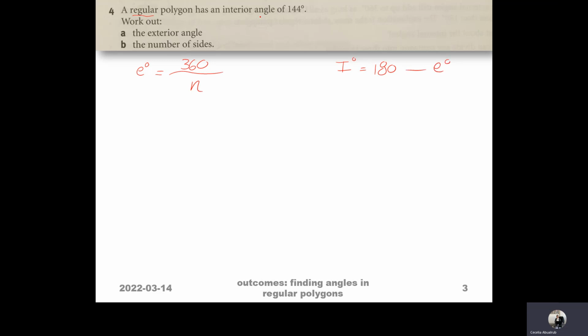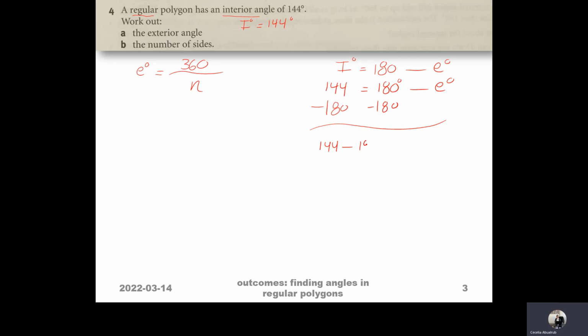It has an interior angle. So what's given in the question? The interior angle is 144 degrees. So let's substitute the interior angle here. And then we apply opposite operations. So we can say minus 180 on this side and minus 180 on this side.